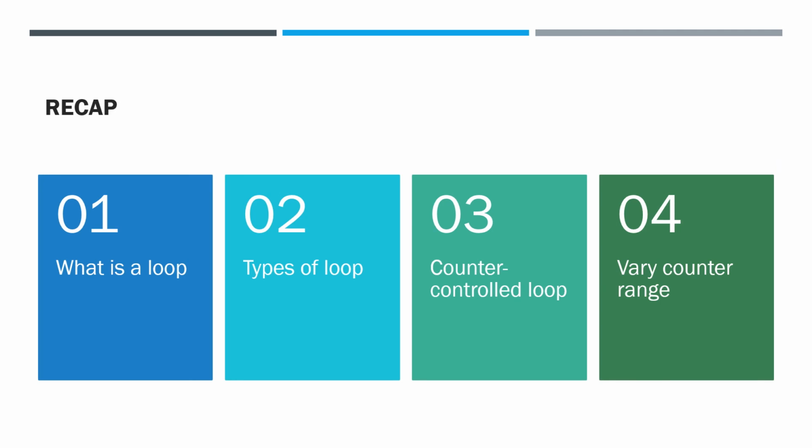So to recap, in this lesson, you've learned what a loop is. You've learned about the 2 types of loop, which are defined by different exit conditions. You've seen how to create a program that uses a counter-controlled loop, and you've learned how you can vary the counter range and the increment.